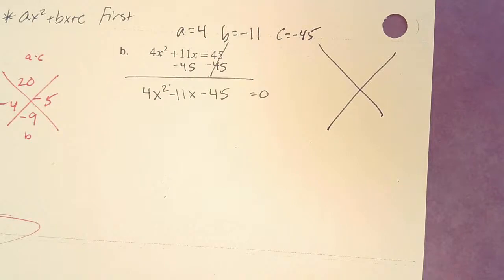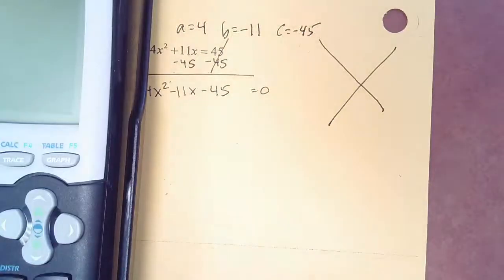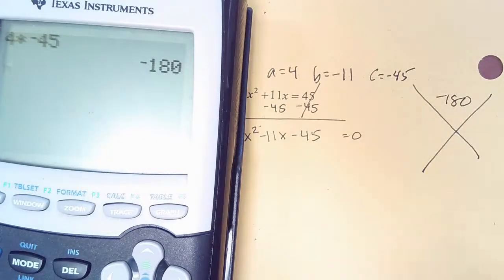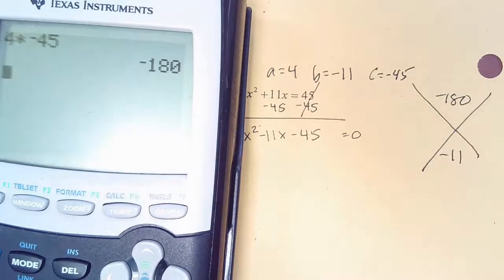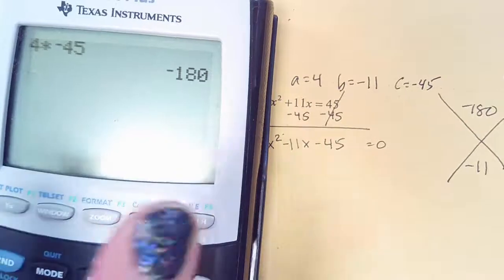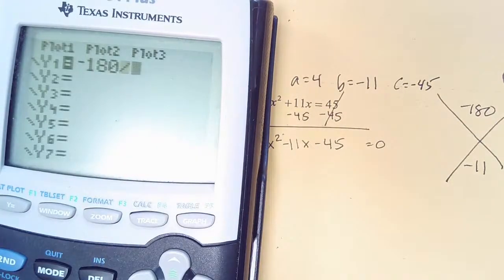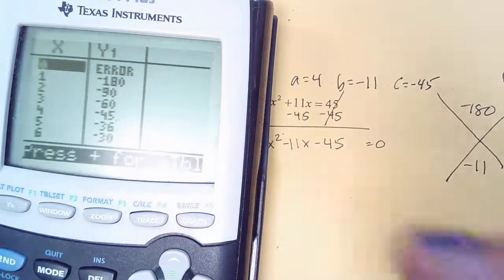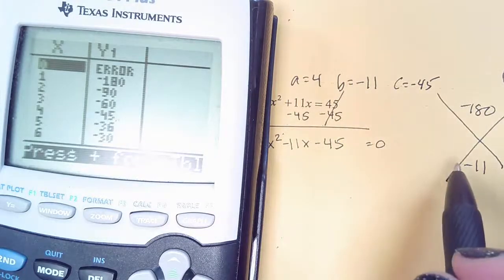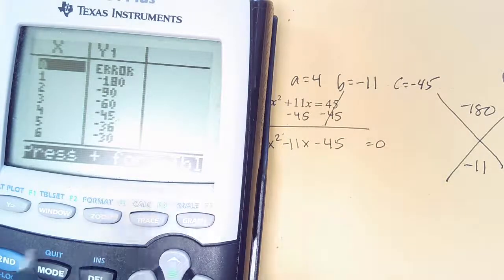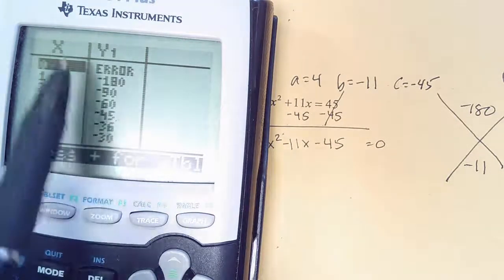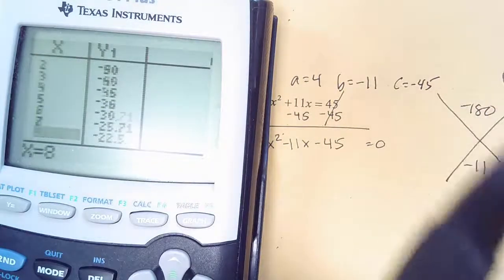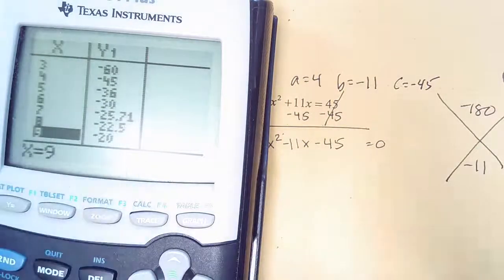So I'm going to type in 4 times negative 45. A times C, negative 180. At the bottom, negative 11. So I'm going to find my factors of negative 180. So y equals negative 180 divided by x. Second graph. I need to add to negative 11, which means the bigger number must be negative. And I need them to be 11 apart. So like all the way down here. 6 and negative 30, that's negative 24. Okay, 9 and negative 20, those are 11 apart.